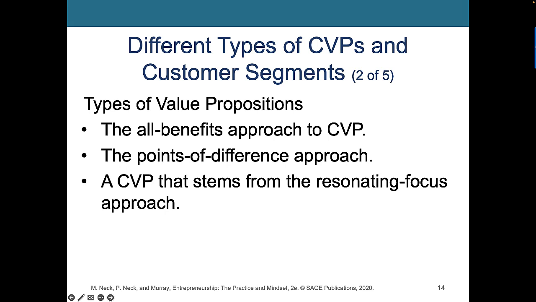The point of difference approach produces a stronger CVP than all benefits because it focuses on the product or service relative to the competition and recognizes your product is unique and different from others in the market. And of course, the last part stems from the resonating focus approach, which is the gold standard. Provide a laundry list of pursued benefits to its customers.